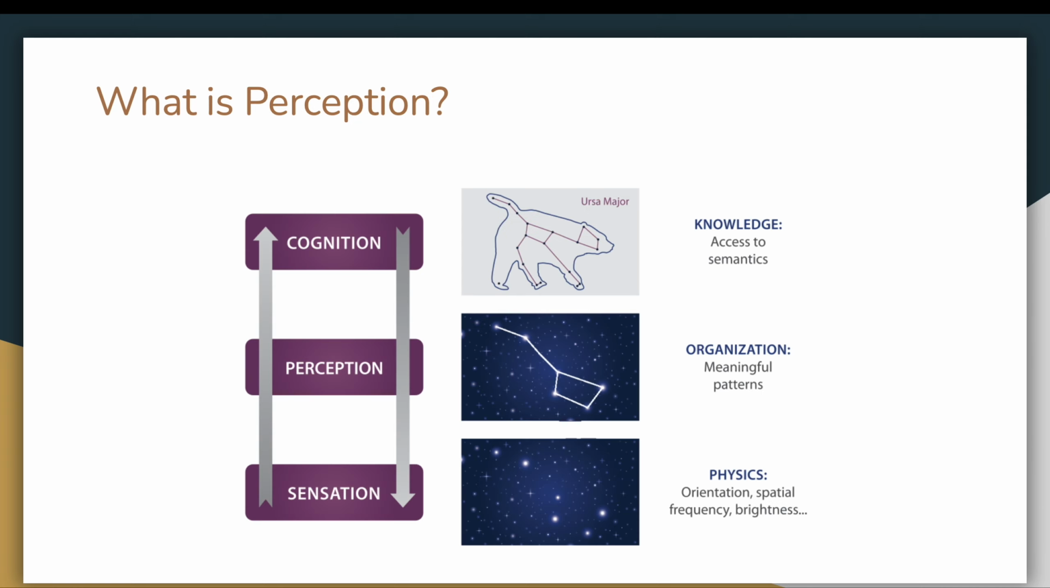And the next question is, what is perception and how does it work? Let's take vision as an example. When you look up at clear skies at night, the stimulus received by the receptor cells is all about physics: orientation, spatial frequency, brightness, and so on. Then the brain processes the sensory information to make sense of it, and that process is perception. The last step of information processing allows access to semantics, to cognition.